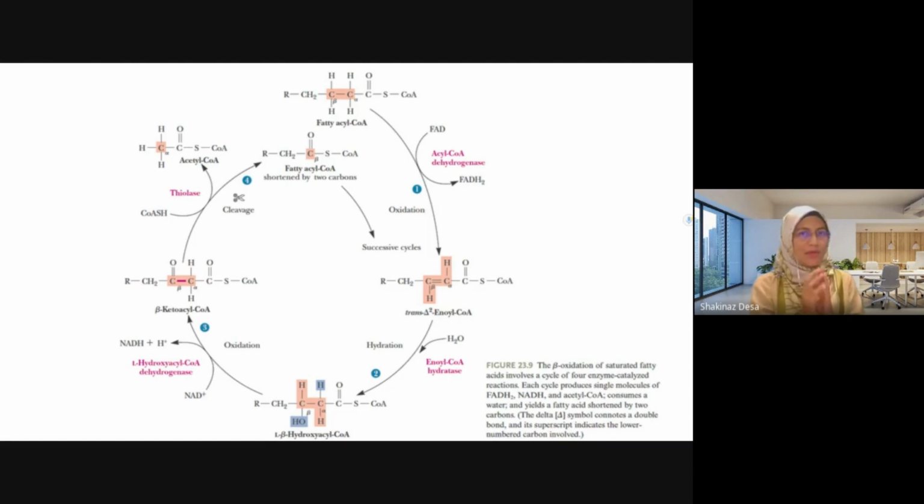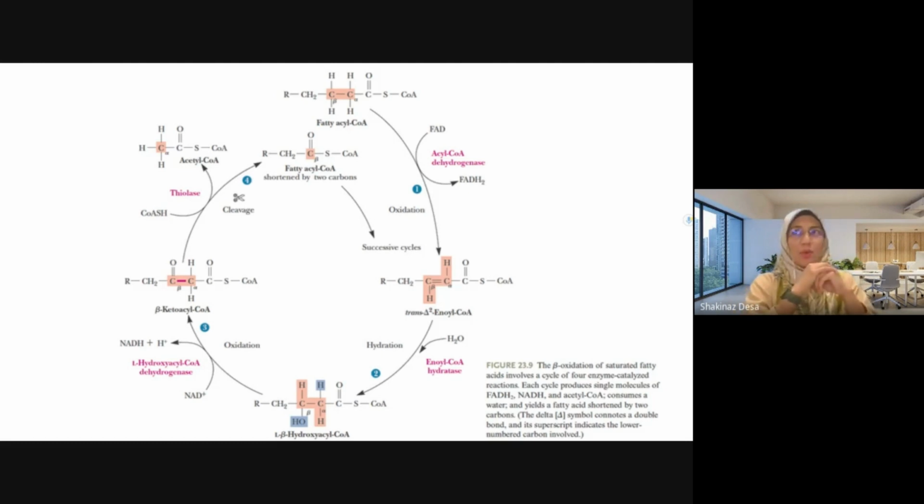Okay, now that fatty acid sudah masuk ke dalam matrix mitochondria. Fatty acid already goes into the matrix mitochondria. Fatty acid is already activated. What is the activated form? Acyl-CoA. The active form for beta oxidation, acyl-CoA.